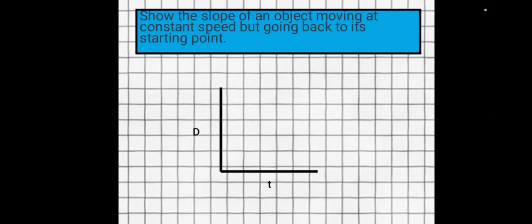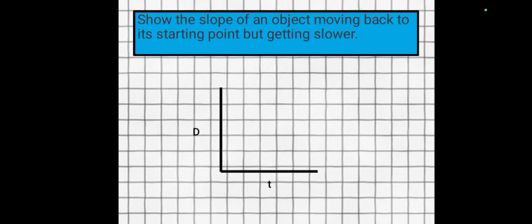Okay, next one. Show the slope of an object moving at constant speed, but this time it goes back to its starting point. We know already that constant speed means a diagonal straight line, but this time it is going back to its starting point. And our answer here is okay, that's correct. It starts with a certain distance marked by d on the y-axis. Then it goes back towards the starting point, and the starting point is the zero point, the intersection between the x and the y-axis. So it is going back to its starting point when it is going towards zero.